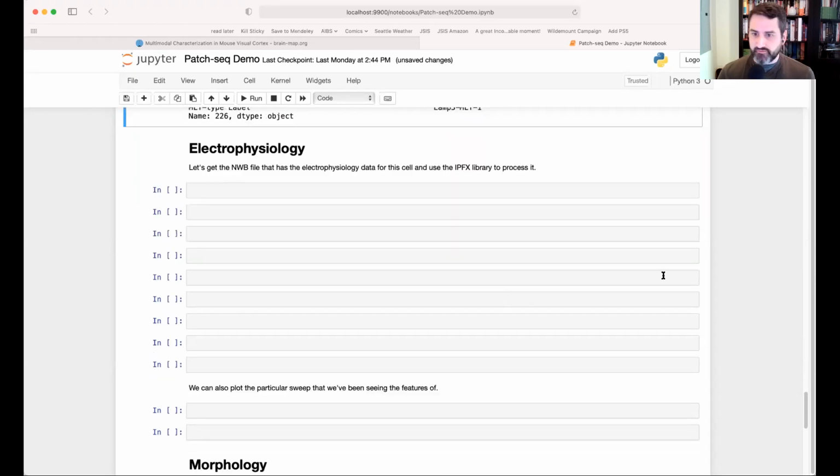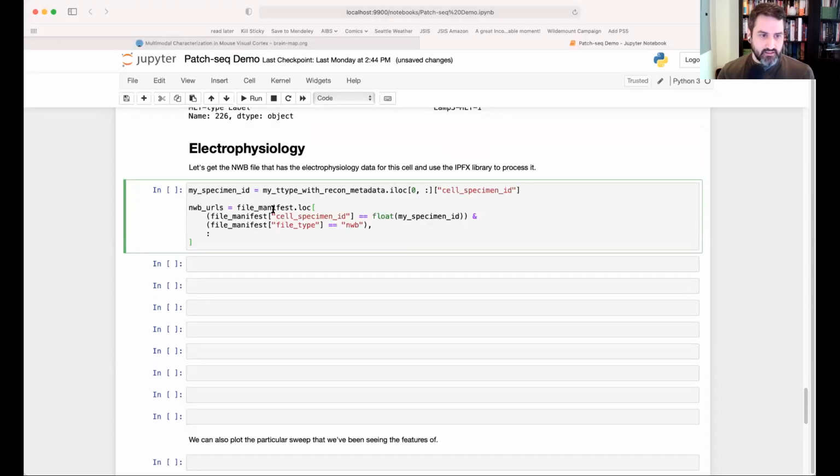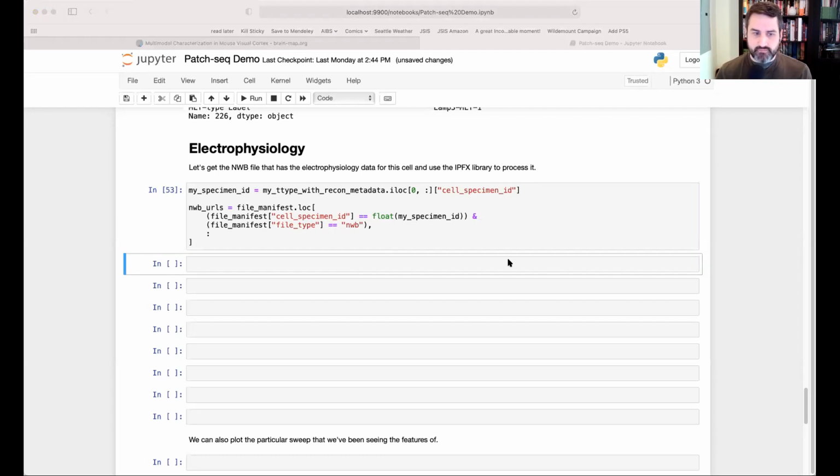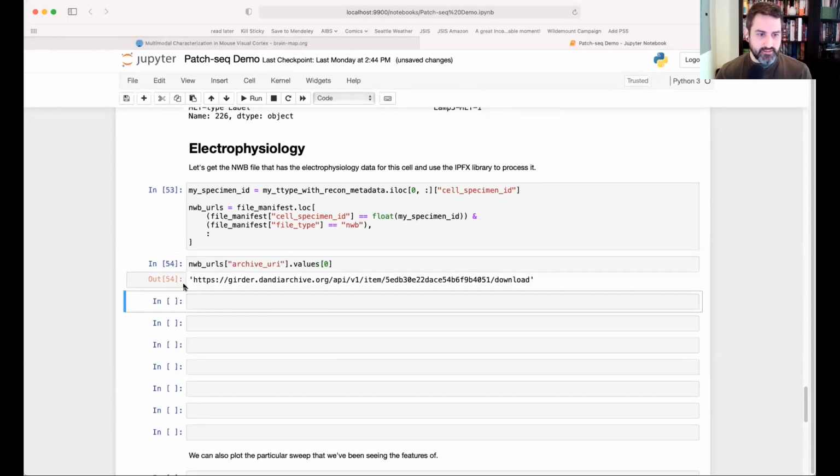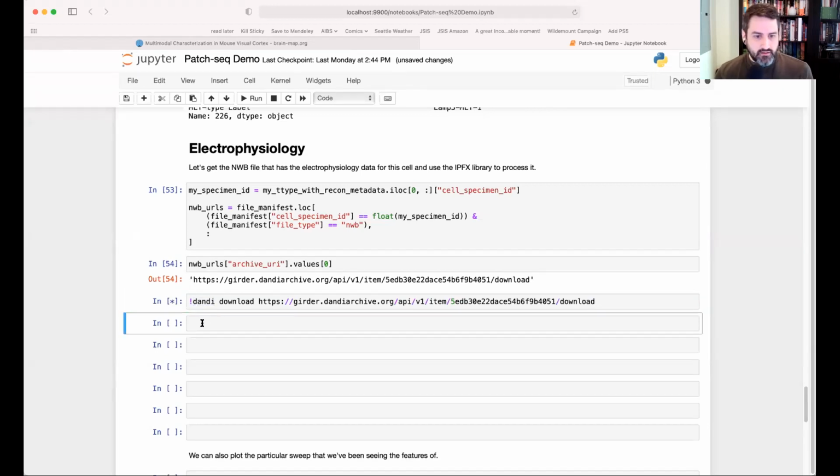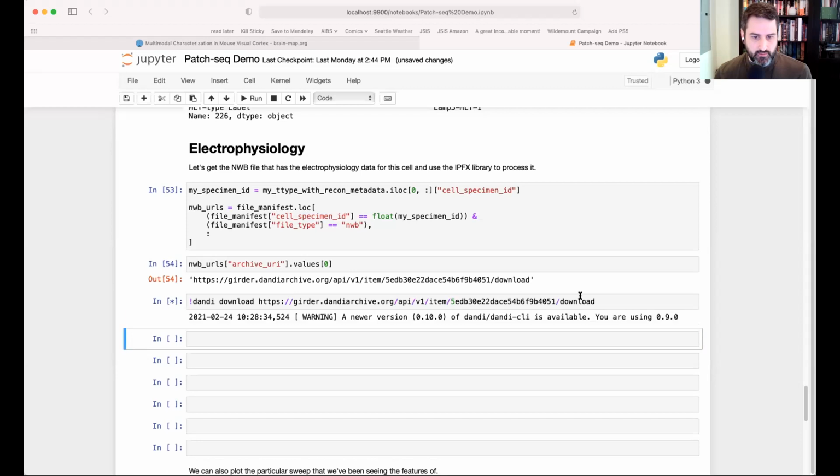Okay, so now that we have this specimen ID of a cell that we're interested in, we're going to try to look at its electrophysiology. The first thing we need to do is use our file manifest to find the rows that belong to this cell and that are of the NWB file type. NWB stands for Neurodata Without Borders. It's a standard format for electrophysiology data. Okay, so we can just see what that URL is. And it's in the DANDI archive. DANDI provides a command line tool to download data. So we're going to just use that to get that NWB file using that URL.